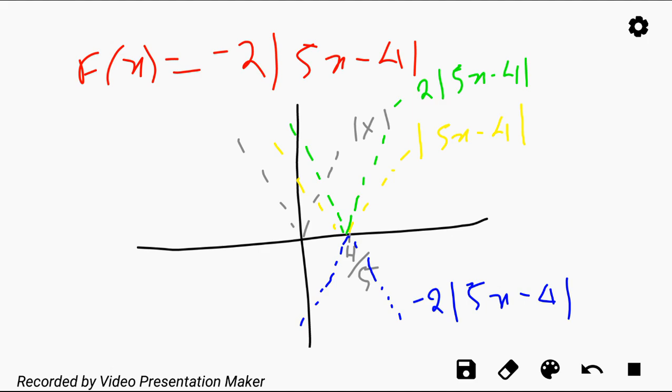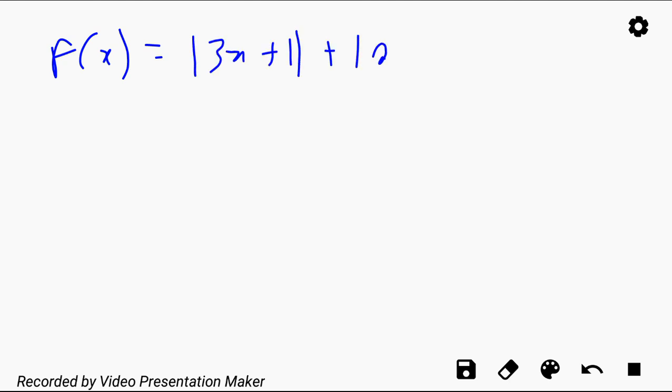Let's try and redefine something more complex. This time, let's try to redefine something big. Let's say we have f of x is equal to modulus of 3x plus 1 plus modulus of 2x minus 3. Step number 1, breakpoints. Here we're going to have 2 breakpoints. Previously we had 1, but this time we're going to have 2 breakpoints.